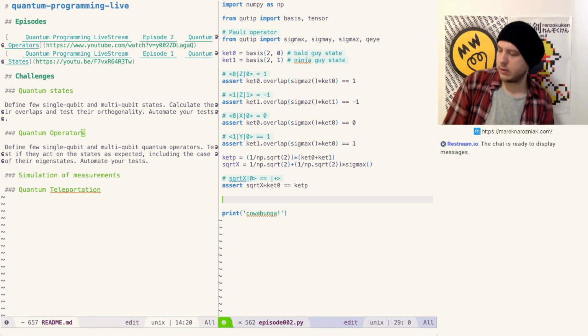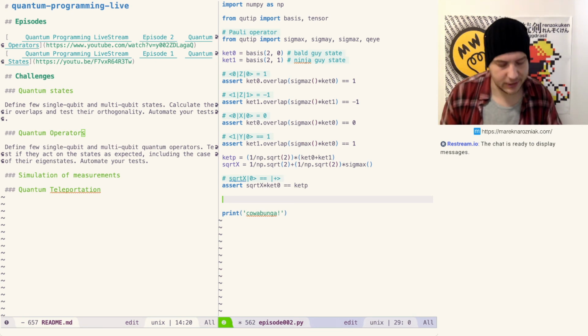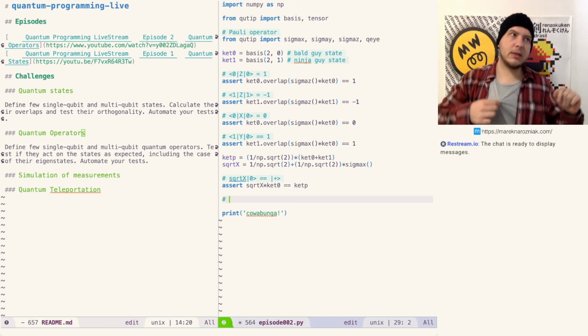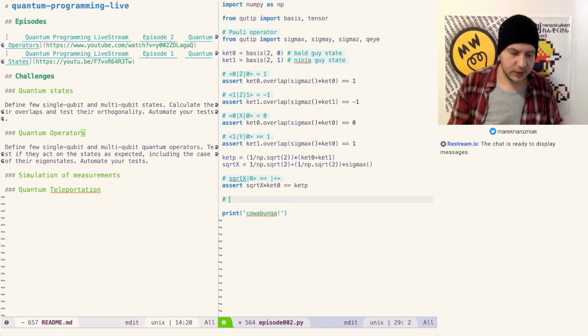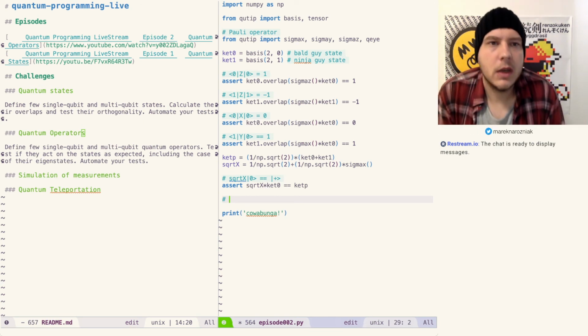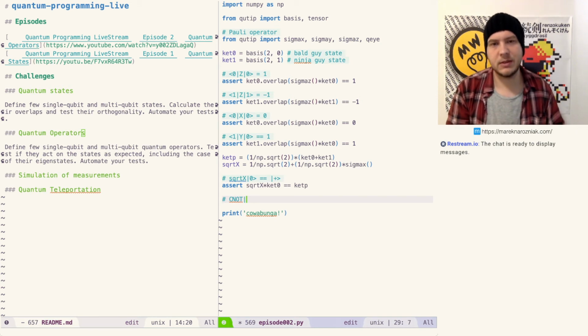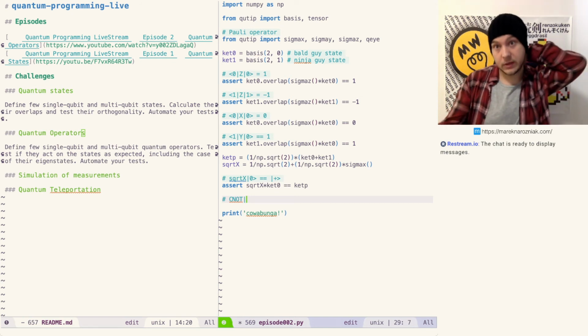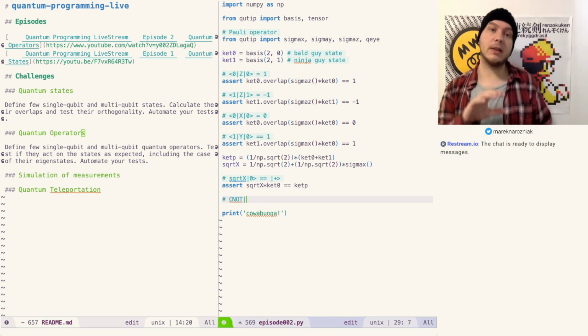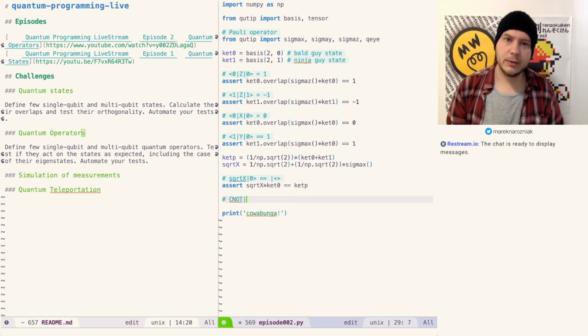We talked about the CNOT gate. There is a very interesting gate called a controlled NOT gate, CNOT. It is like X, it flips 0 into 1, but it depends on another qubit. One qubit is a control qubit, and another one is the target qubit. So if you apply CNOT to 0, 0, you will get 0, 0.